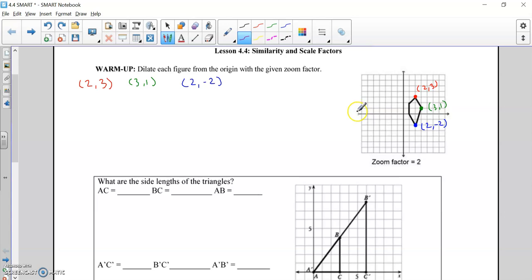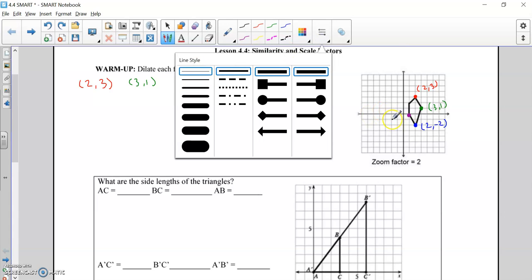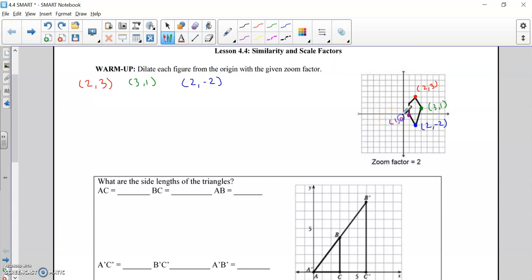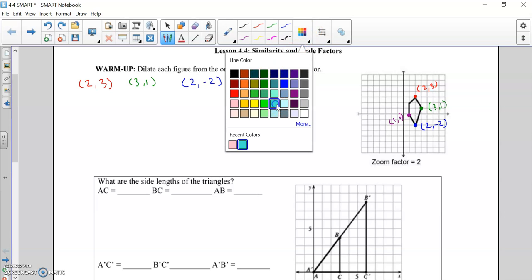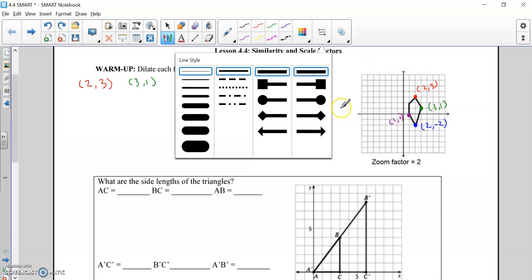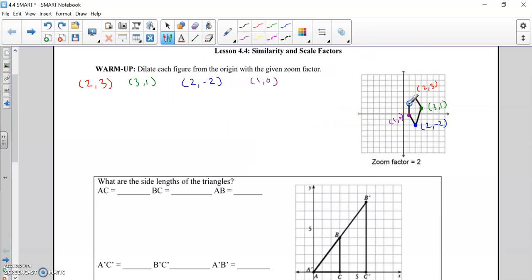Next up, we have this guy right here. It went right 1 and then didn't move up or down anywhere. So that point is going to be 1, 0. That 0 comes from the fact that it didn't move up or down anywhere. And we have one final point. Let's pick a color for that. Let's do this one. So for this point, we are right 1, up 2. So this is going to be 1, 2.